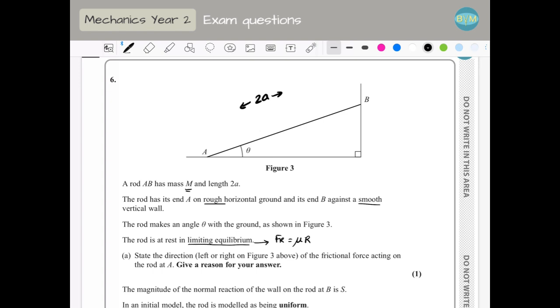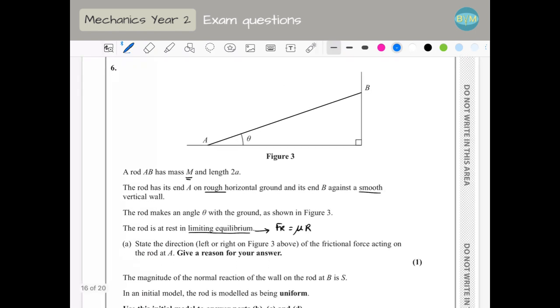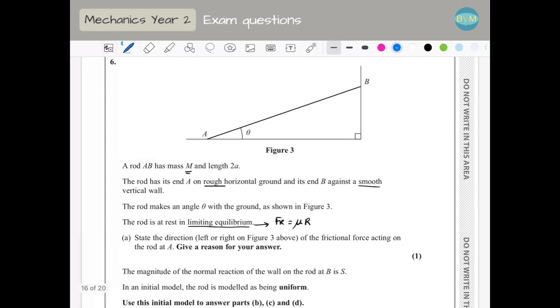State the direction, left or right, of the frictional force acting on the rod at A. So if we think about the forces that we have, let me see if they say the rod is uniform. So I'm going to draw the weight at the midpoint because it's uniform. The weight is going to be the mass, m, multiplied by gravity, and then I have friction here at A, normal reaction perpendicular to the ground always, so R, and normal reaction perpendicular to the wall at B.